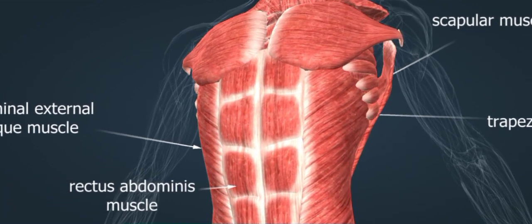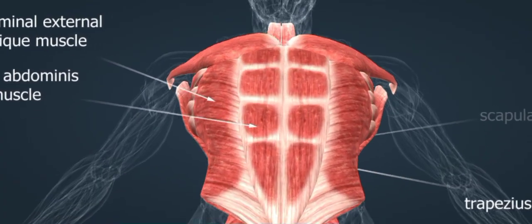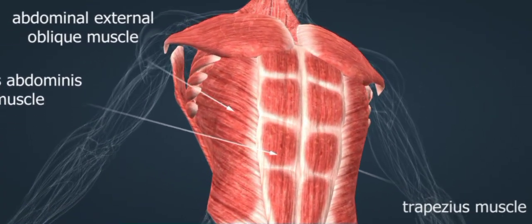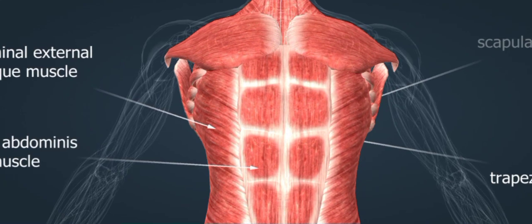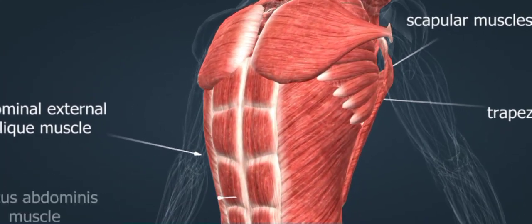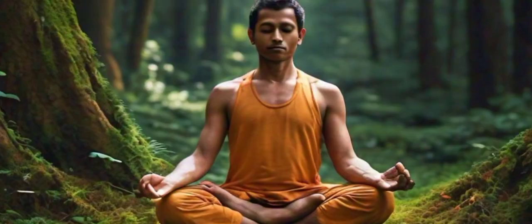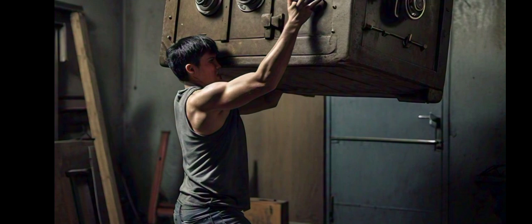Number 2 is, stabilization of the core. It helps stabilize the pelvis and lower back, providing core stability during physical activities like lifting, running, or maintaining posture. Number 3 is, compression of abdominal contents. This muscle assists in compressing the abdominal cavity, which is important for breathing, especially exhalation, coughing, and actions that require abdominal pressure, like lifting heavy objects or defecation.